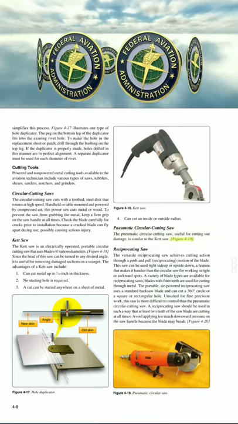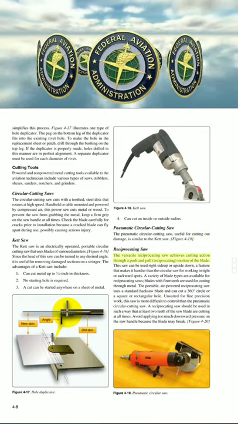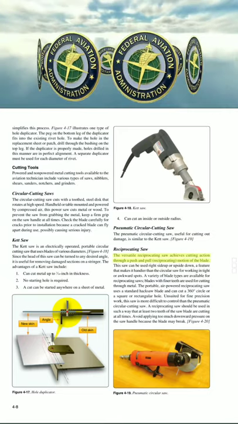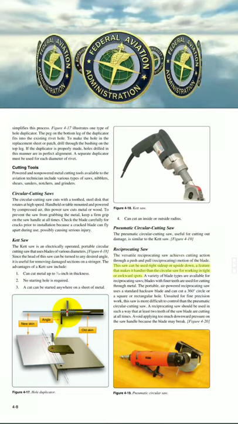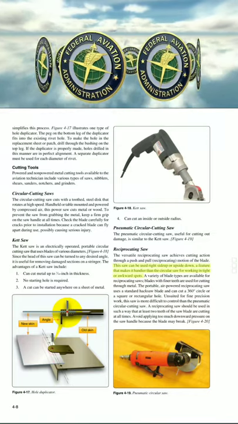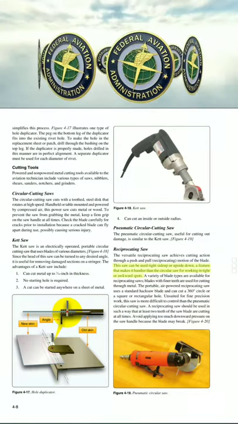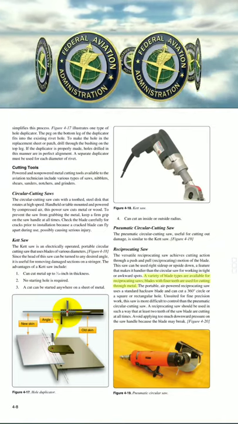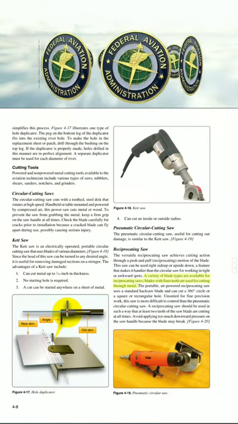Figure 4-19. Reciprocating saw. The versatile reciprocating saw achieves cutting action through a push and pull, reciprocating, motion of the blade. This saw can be used right side up or upside down, a feature that makes it handier than the circular saw for working in tighter, awkward spots. A variety of blade types are available for reciprocating saws. Blades with finer teeth are used for cutting through metal.